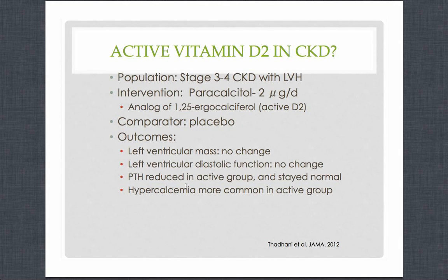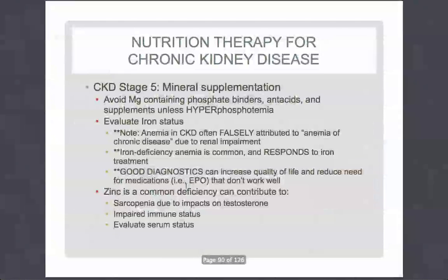Active D2 seems to have similar effects on parathyroid function, with no direct effect on the heart. This was actually in patients with stage 3 to 4 chronic kidney disease who also had left ventricular hypertrophy, so they were also starting to demonstrate some signs of congestive heart failure. The vitamin D did not impact their left ventricular mass or their diastolic function, but it did reduce their parathyroid hormone. So once again, this shows the relationship between vitamin D and parathyroid.